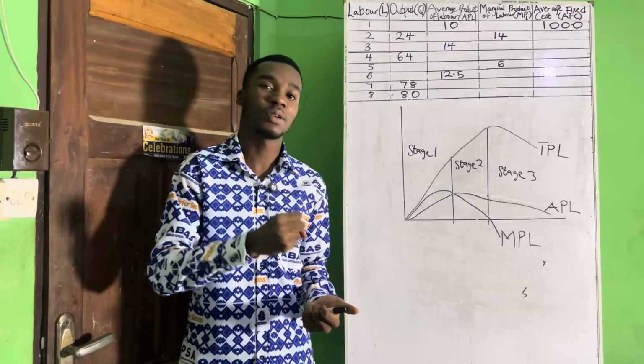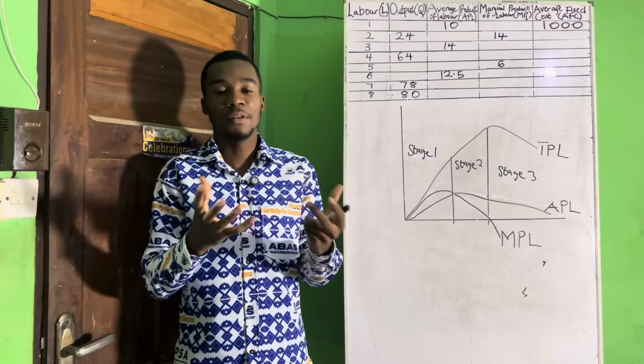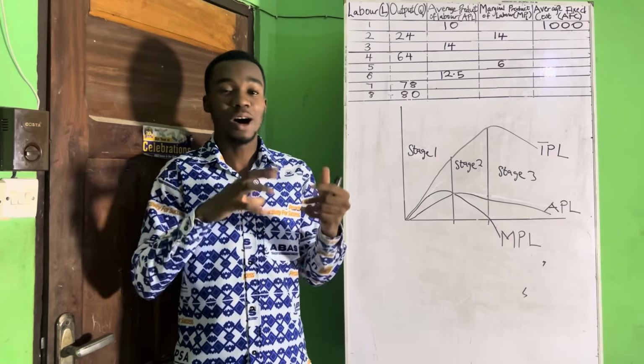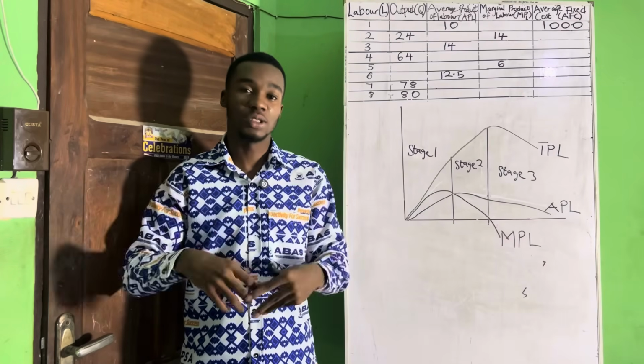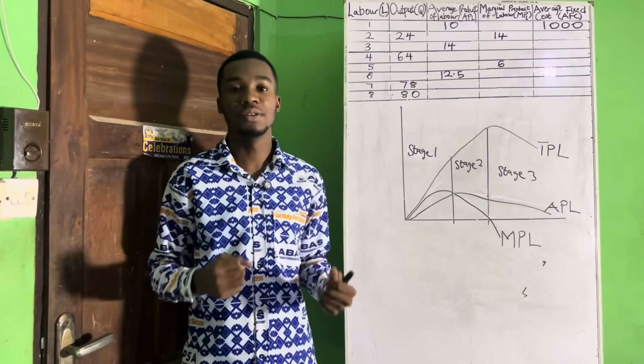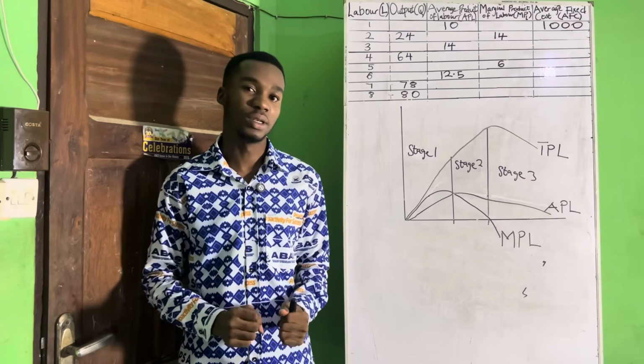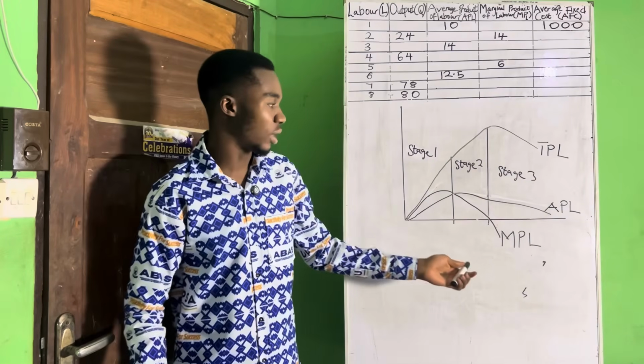So it is the additional revenue or the additional value the person is bringing on board, or the output he's bringing. If an additional worker joins, what revenue is he bringing, or what's the output he's bringing? So that's the marginal product of labor.